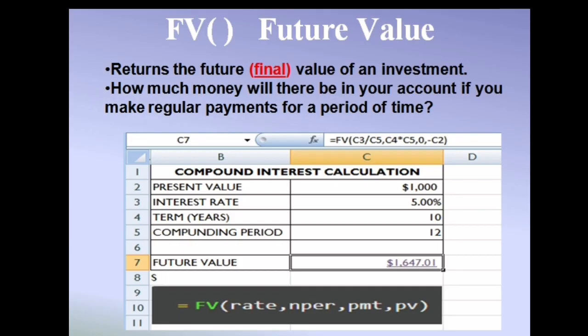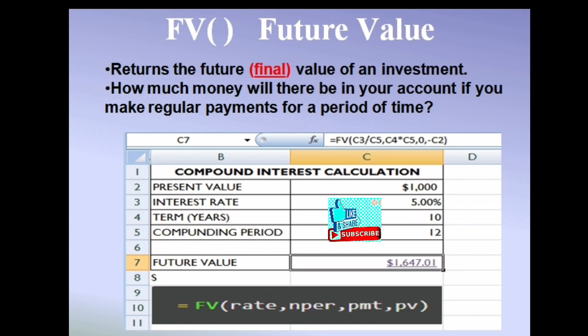FV function means future value. It returns the future, or we can say final value of an investment. Here we will calculate the compound interest, or we can say future value. Our present value is $1,000. Rate of interest is 5%. Term is 10 years. Compound period is 12.